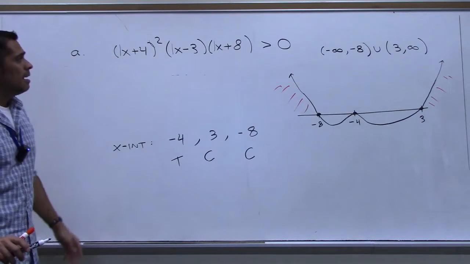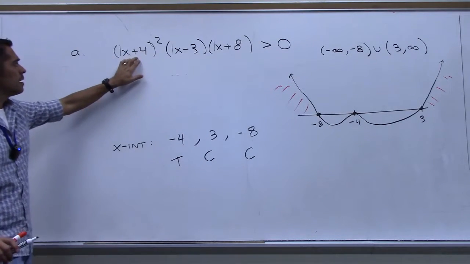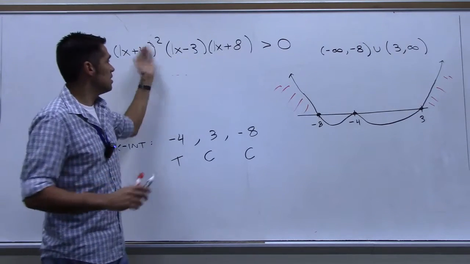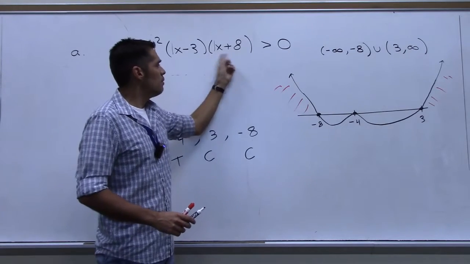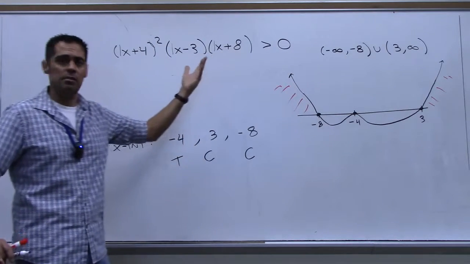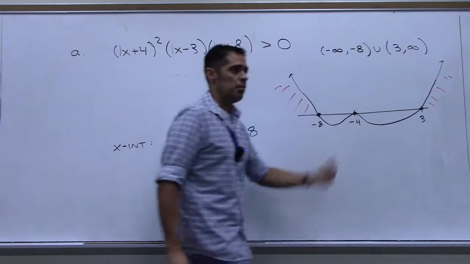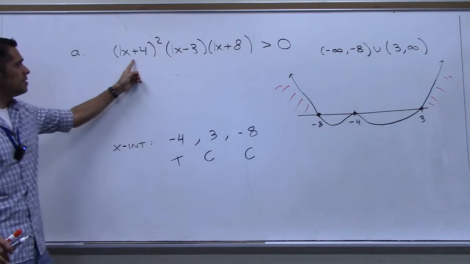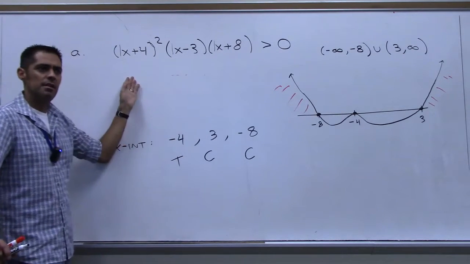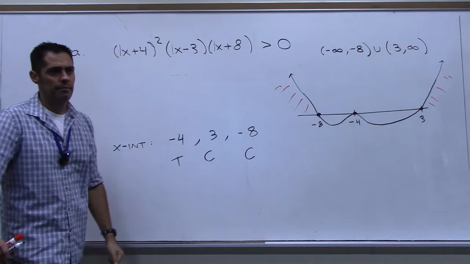Let's pick one. How about, let's pick a number over here. 4? Okay, so we plug in 4, we get what? 8 squared. 64. 4 minus 3, 1, so 64 still. 4 plus 12, so 64 times 12, that's a positive number, right? It's bigger than 0? It works. But if we try a number that's not in here, it shouldn't work, like 0, right? We plug in 0. 0 here, we get 16. 0 here, negative 3. 0 here, 8. So you have 16, negative 3, 8. You multiply those together, it's going to be a negative number. It won't work. Make sense?